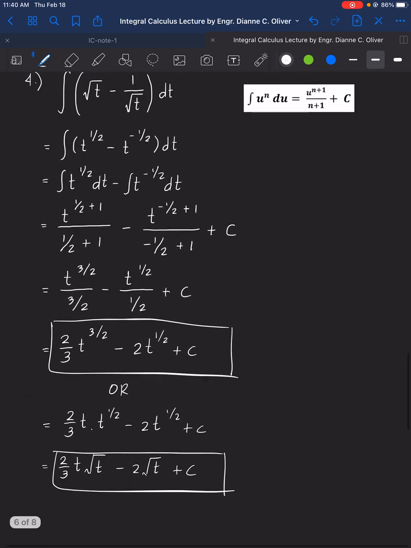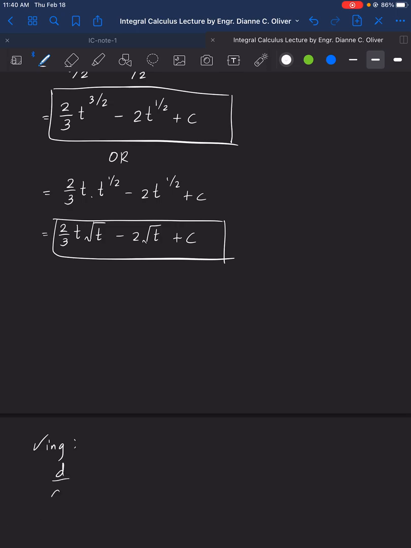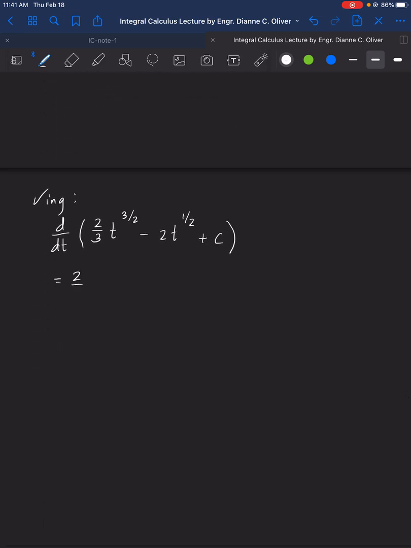Now let's check by differentiation. Okay, by differentiating, so we have there checking. So what we have here is d/dt of 2/3 t raised to 3/2 minus 2t raised to 1/2 plus c. So we will derive this. It is equal to 2/3 bring down 3/2 t raised to 3/2 minus 1, minus 2 bring down 1/2 t raised to 1/2 minus 1, and the derivative of c is 0. So we cancel this one out. So what's left is t raised to 1/2 minus, so we cancel this one out also. We have there t raised to negative 1/2.